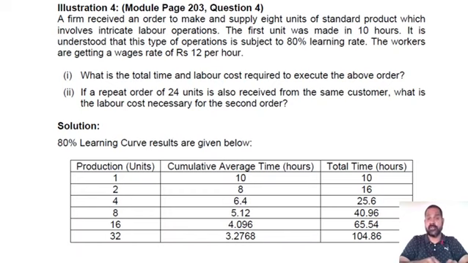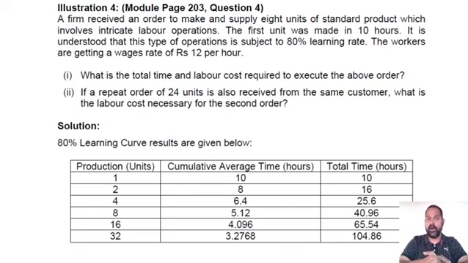The first unit was made in 10 hours. It is understood that this type of labor operation is subject to 80% learning rate. So although the first unit took 10 hours, this kind of work is subject to 80% learning rate. The workers are getting a wage rate of rupees 12 per hour. What are you expected to do? Number 1. What is the total time or labor cost to execute the above order?